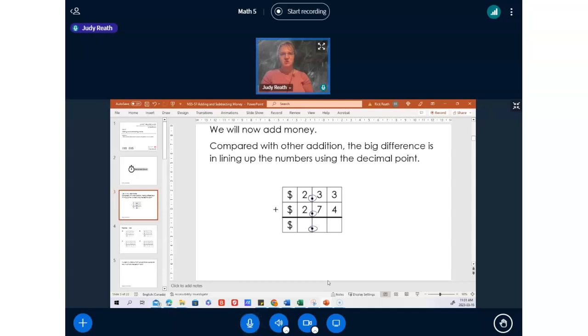So 3 plus 4 is 7. 3 plus 7 is 10. So we leave the 0 digit down there, put the 1's digit up here to carry it over. 2 plus 2 is 4, plus 1 more is 5. So our answer is $5.07. Remember, and is the decimal place, right? Pretty simple how to use that.